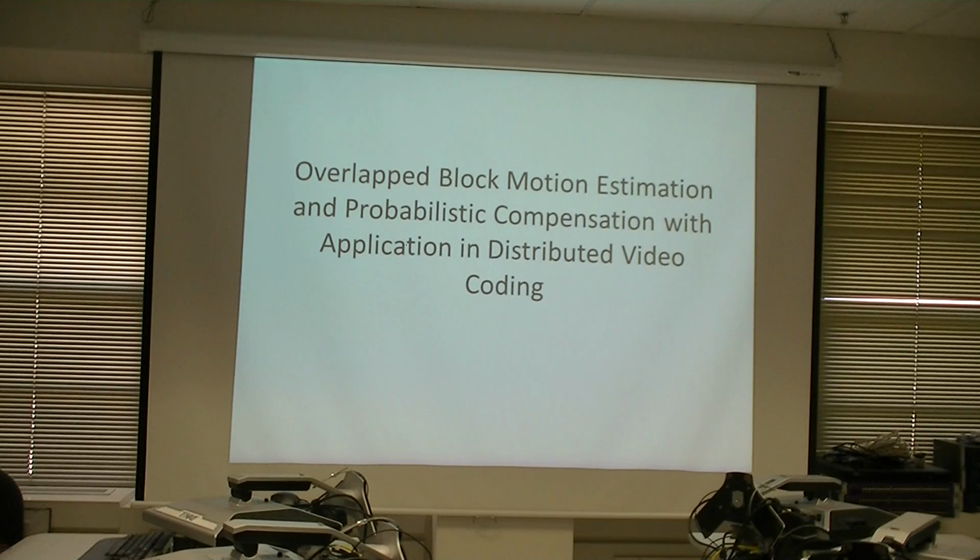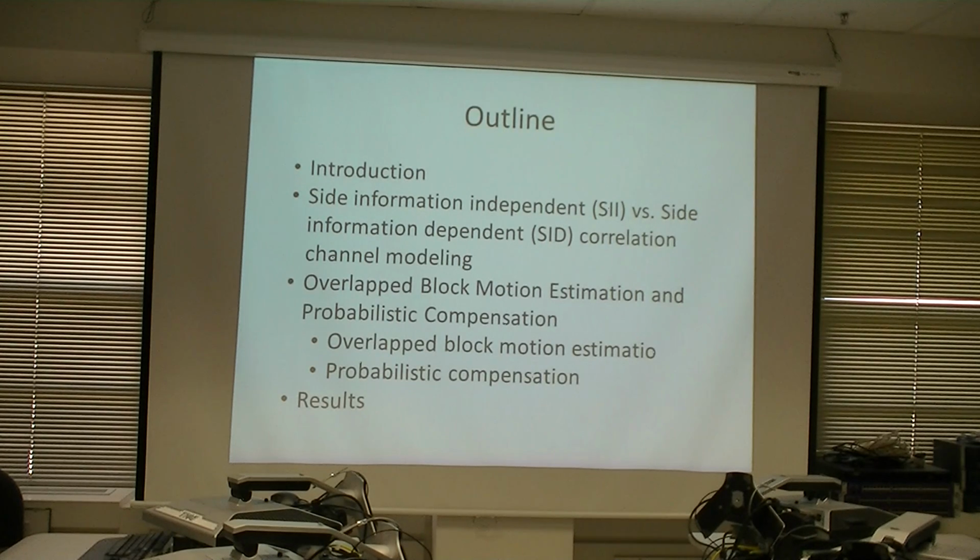Okay, today I will talk about a paper on overlapped block motion estimation and probabilistic integration with application to distributed video coding. This is the outline. For the introduction part, I will give a quick review of distributed source coding and distributed video coding, and then talk about side information independent and side information dependent correlation channel modeling. And then we talk about the proposed overlapped block motion estimation and the probabilistic completion. Finally, show the result.